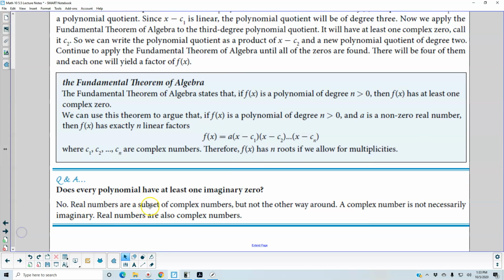Now, does every polynomial have at least one imaginary zero? Well, that answer is no, because real numbers are a subset of complex numbers, but not the other way around. A complex number is not necessarily imaginary. Real numbers are also complex numbers.